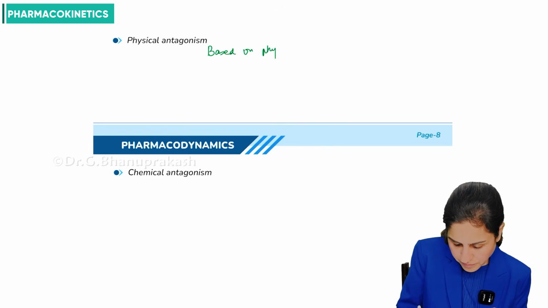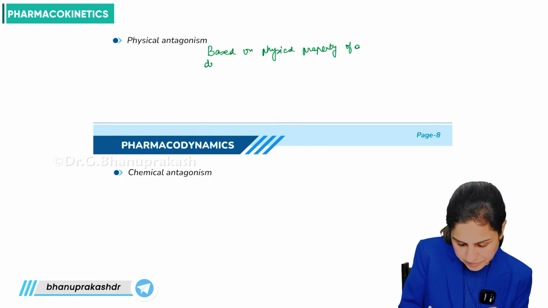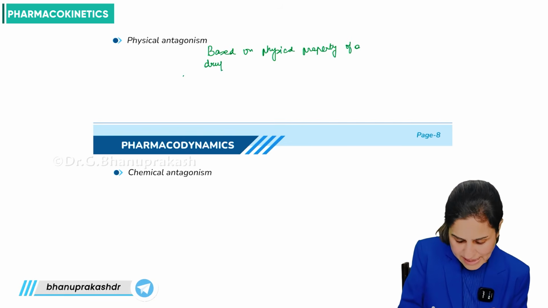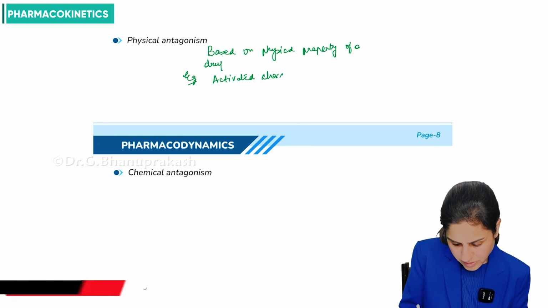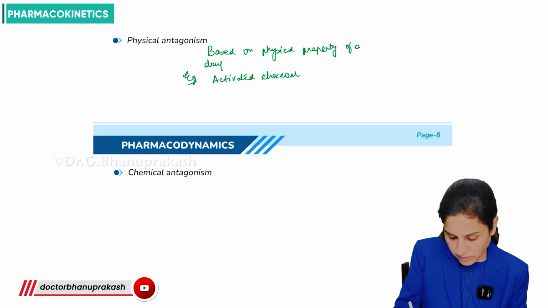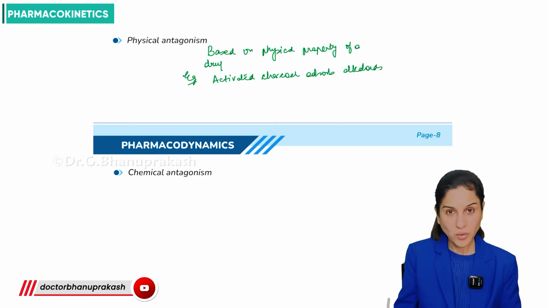Based on physical property of a drug. For example, activated charcoal can absorb alkaloids. Okay.